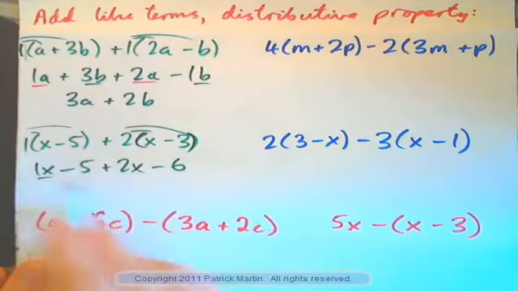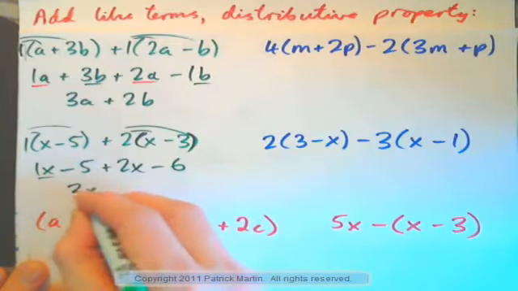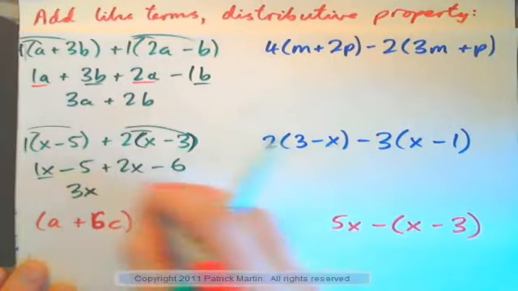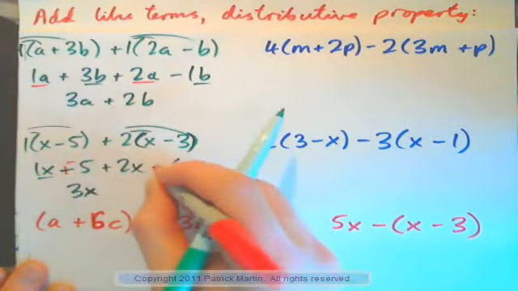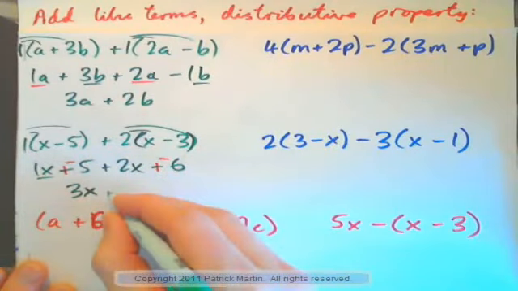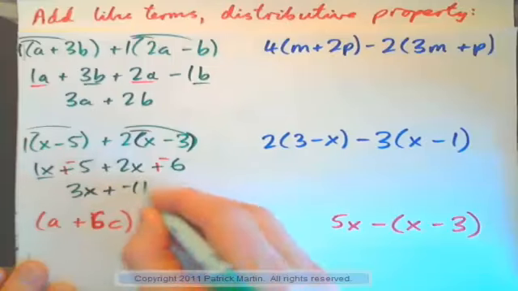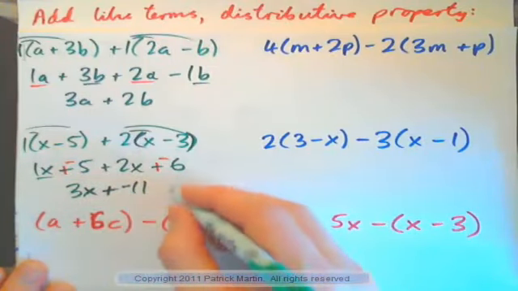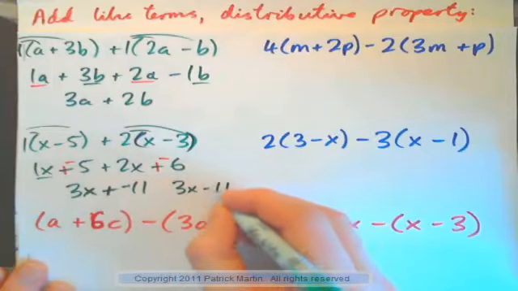Adding like terms, 1x and 2x is 3x. And we have negative 5 plus a negative 6. Whenever you see subtract, you can change it to plus negative. So that says negative 5 plus negative 6, which is 3x plus negative 11. Or simpler, because plus negative is the same as subtract, that's just 3x minus 11. Okay.